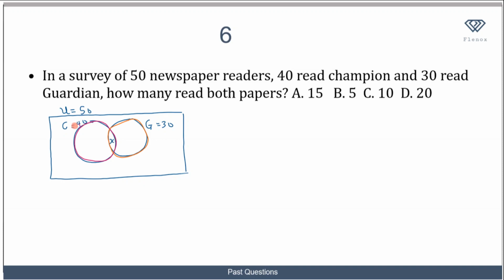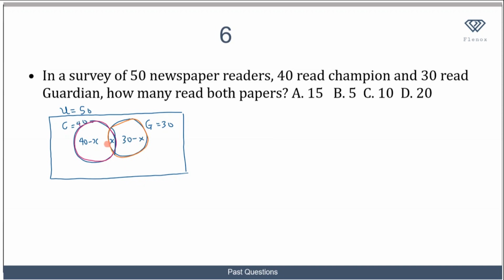So the people that read only Champion will be the total number of Champion readers minus the people that read both newspapers. So this region here will be represented as 40 minus X. The same logic applies to the other side. 30 people read the Guardian newspaper, but out of those 30, X of them read both Guardian and Champion. So the number that read only Guardian, represented by this section here, is 30 minus X.